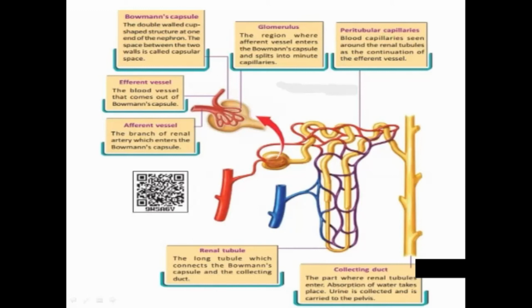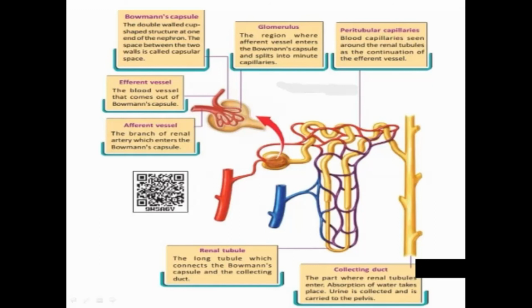Then come the peritubular capillaries. Peritubular capillaries are the blood capillaries seen around the renal tubules as the continuation of the efferent vessel. Then comes the renal tubule.